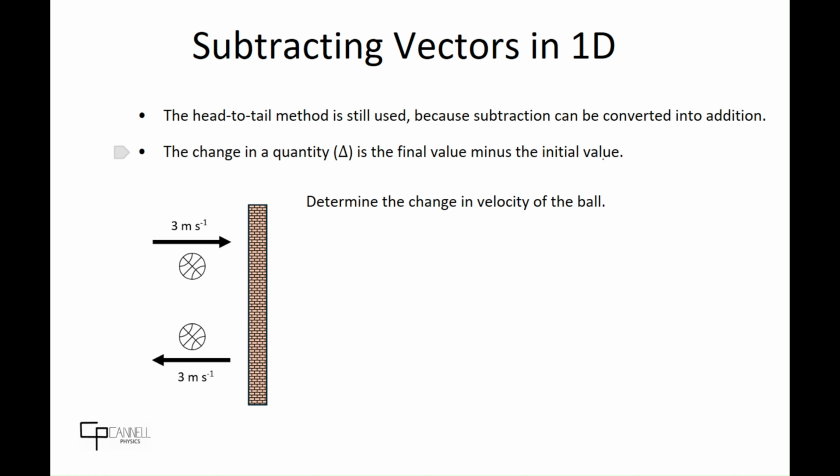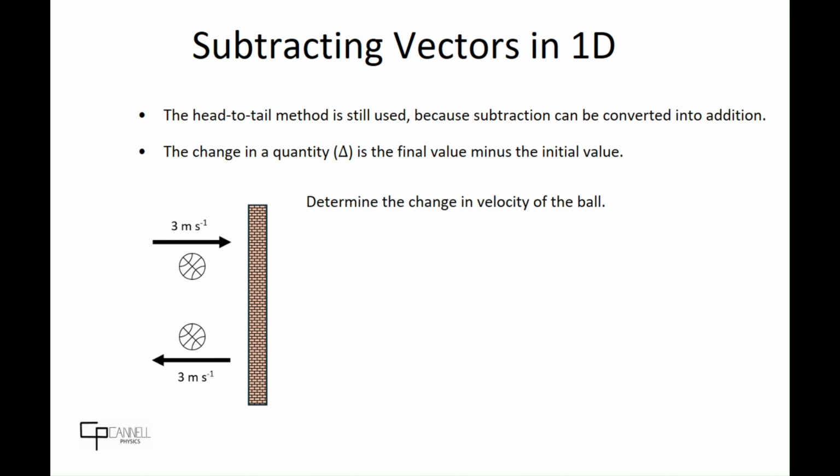Before we jump into this example below, it's important to know that the change in a quantity is the final value minus the initial value. And in physics, we use the lowercase Greek letter delta, which looks like a triangle, to denote the change in a quantity. For example, if you wanted to determine your change in height from Year 9 to Year 10, you would subtract your Year 9 height from your Year 10 height. So the change is always the final value minus the initial value.